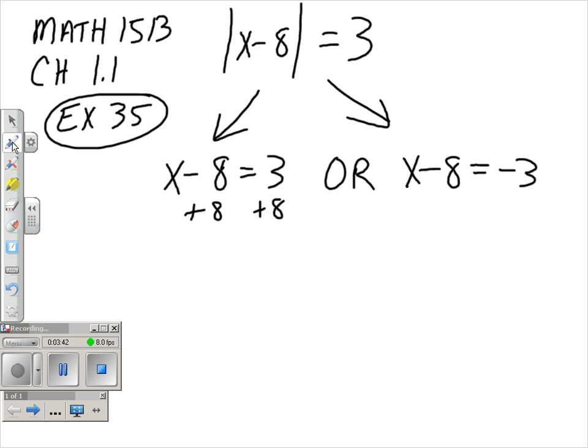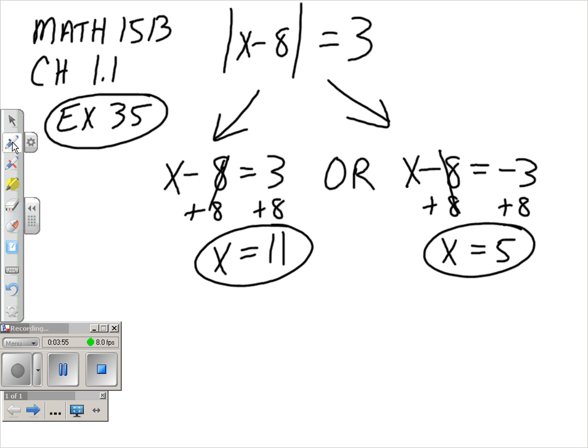So we solve. Then x could be 11, or solve this one the very same way. X could be 5. So we say x could be 11, or x could be 5.